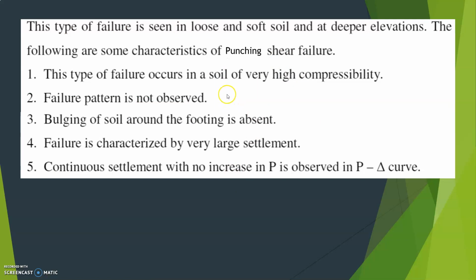This type of failure occurs in a soil of very high compressibility. Failure pattern is not observed. Bulging of soil around the footing is absent. Failure is characterized by very large settlement. Continuous settlement with no increase in P is observed in P-delta curve. These are the three main types of shear failure: general shear failure, local shear failure, and punching shear failure.